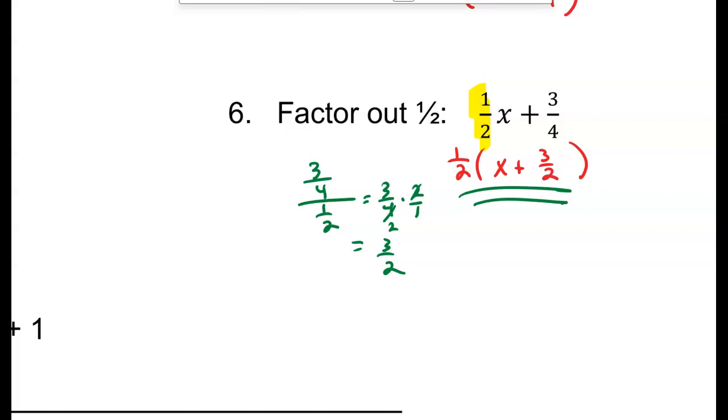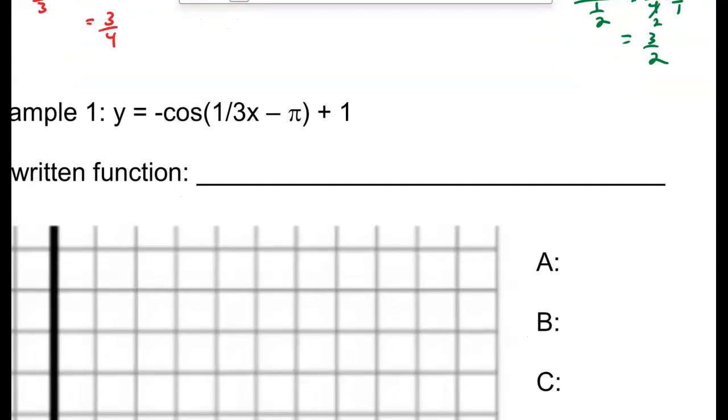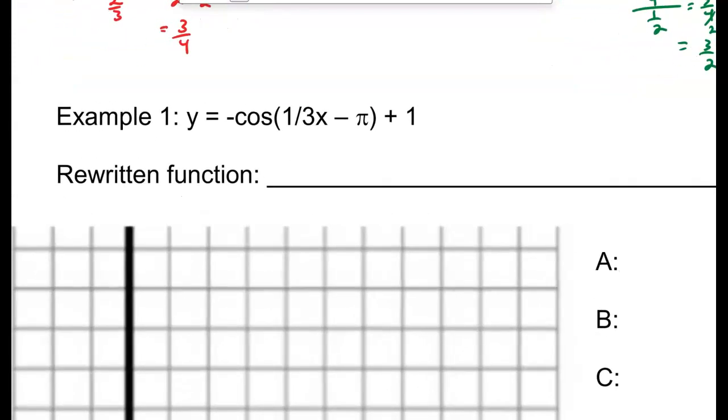And besides, there's going to be a problem like this on your quiz tomorrow. Did everyone hear me on this? So make sure we understand what we're doing. All right, here's the first example. It says, example 1, y equals negative cosine of (1/3 x minus pi) plus 1.